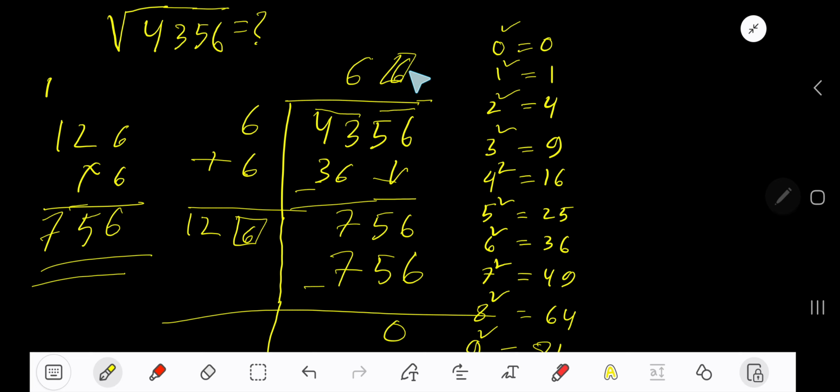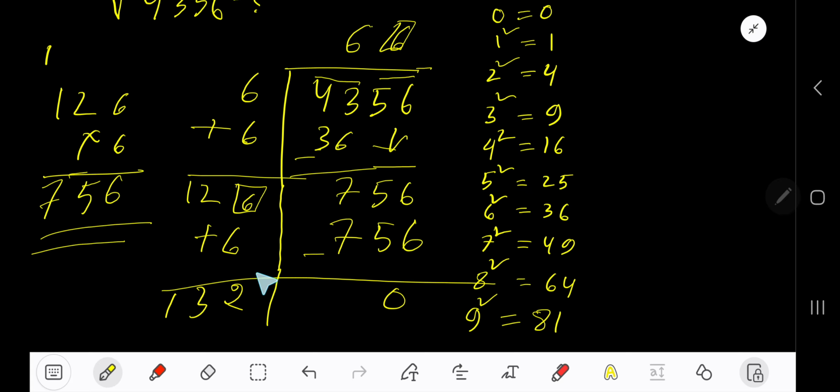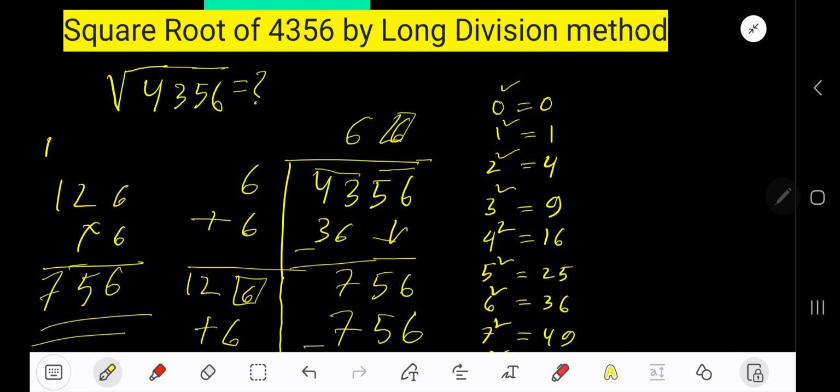To check this answer, since you have placed here the digit 6, so same digit will come under the divisor like this. So now add 6 plus 6, 12. Write 2, carry 1 to the next column. 2 plus 1, 3, then 1. The double of 66 is 132. Okay, this indicates that our answer 66 is correct. So the square root of 4356 by long division method is 66.